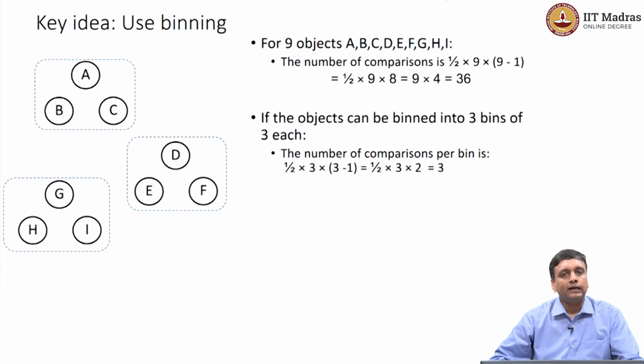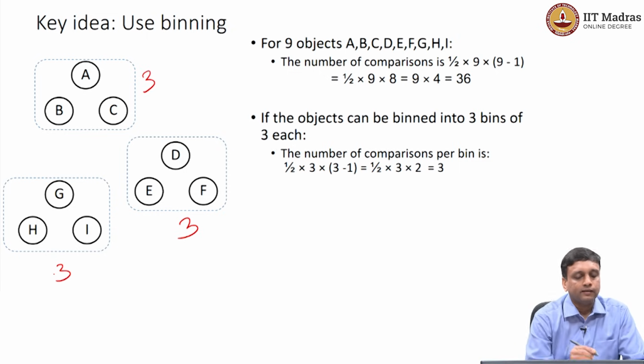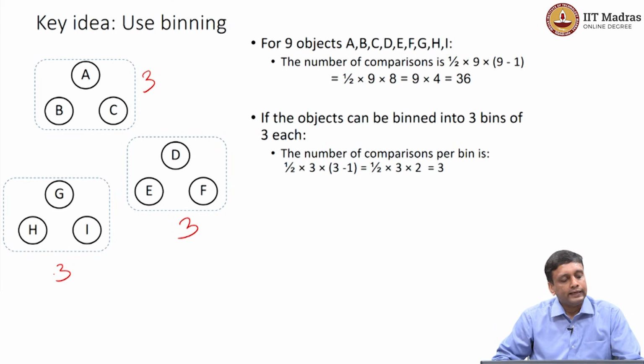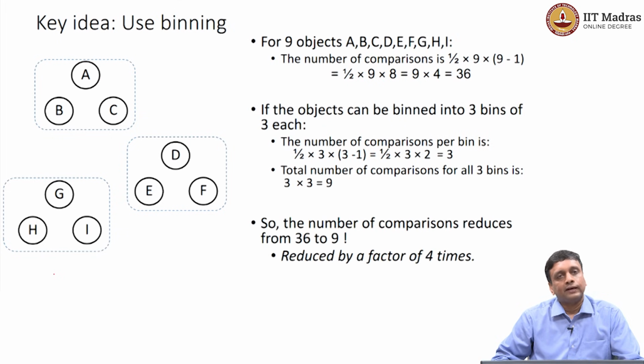So we have 3 into 2 divided by 2, so 3 comparisons, right? So we do 3 comparisons here, 3 comparisons here, and 3 comparisons here. So totally we do 9 comparisons, right? And instead of 36 comparisons. So already, even with a small number of elements, that is 9, and a small number of bins, we see that we have a dramatic improvement in the number of comparisons we have to do after binning compared to doing it without binning.